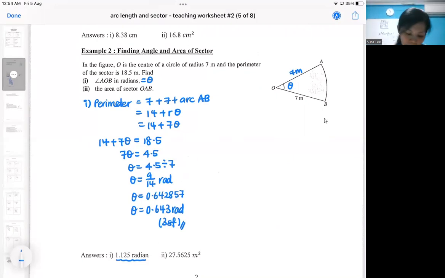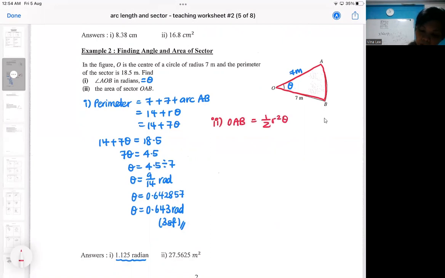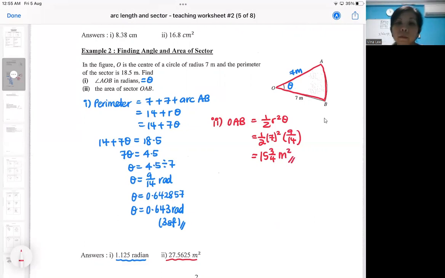With this, I can find my whole pizza for the second part. The whole area is half r squared theta. I'm going to use 7. I'm not going to use the whole decimal. I'm going to use a fraction so that will be the most accurate. I think there is also something wrong here. Let me check that there is no careless mistake.